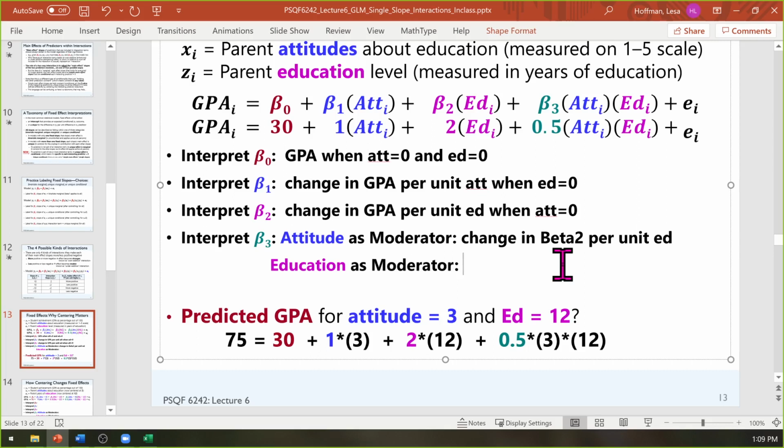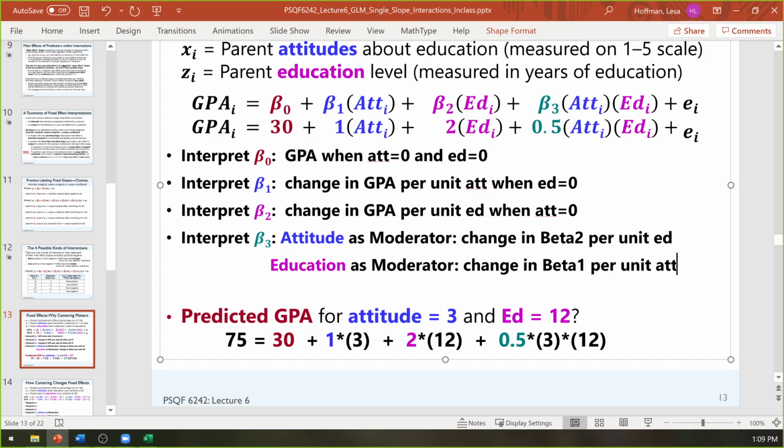Change in beta 1 per unit attitude. There it is. It's unit. Yeah, it's parallel. It's the change in one variable's slope per unit of the other variable.